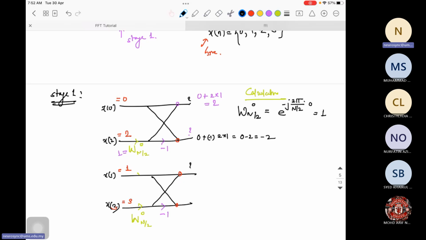What is the value here? Doctor, can I ask one question? Yes. Why at the x2 do we need to multiply 2 times 1 again? The x2 part? Yes. 0 plus minus 1 times 2 times 1. This part you are saying? Yes. Okay, I don't quite get it. Okay.